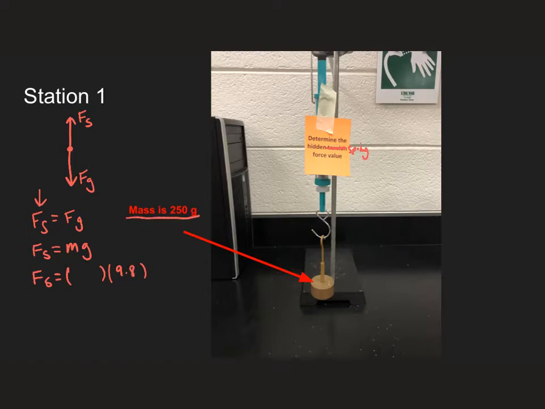If I tell you the mass is 250 grams, what is that mass in kilograms? Well, if I convert, there's 1,000 grams per kilogram. That ends up being 0.25 kilograms, so I'll put that in for mass in my equation. So the spring force should just be 0.25 times 9.8, and if I plug that in my calculator real quick, you get a spring force of 2.45 newtons, which is correct. If you were in class, we would flip this card up, and on the spring scale, we would see a reading of somewhere around 2.45 newtons.